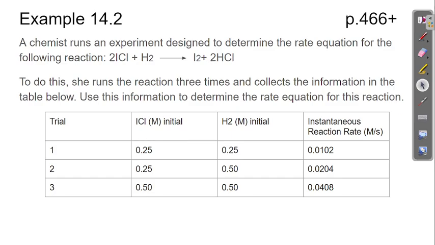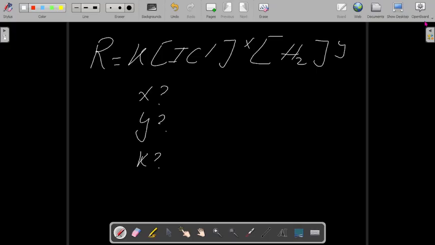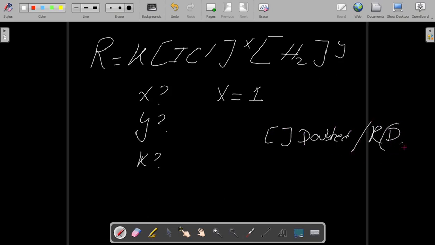Let me go back to the board. The way to think about it is the concentration doubled, the rate doubled as well. So how does it go from a 2 to a 2? What exponent makes this possible? It equals 1. That's the way to think about it.